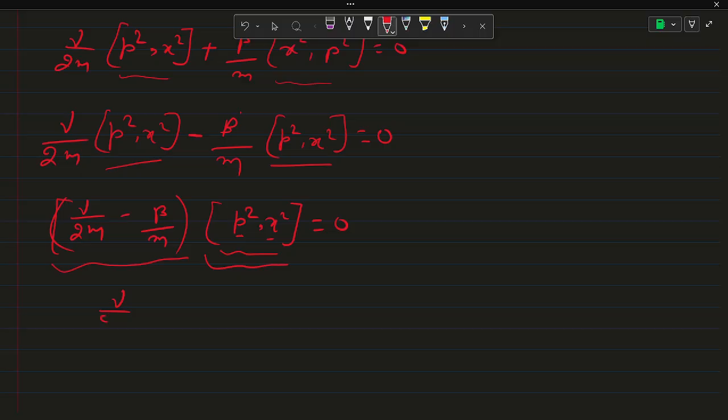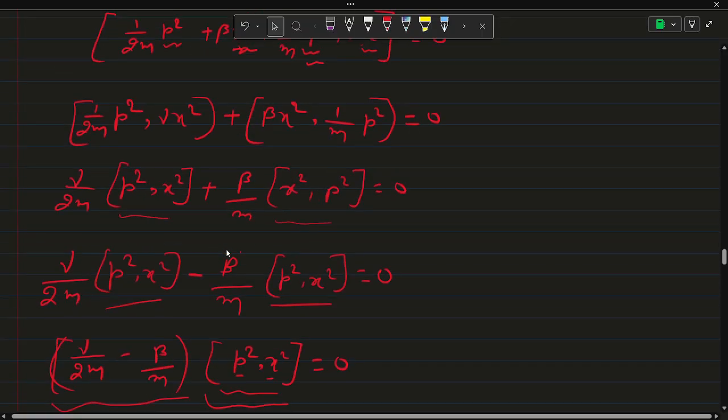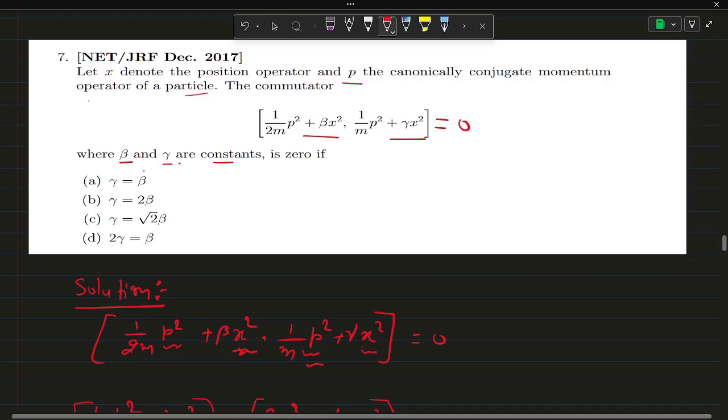So we can write 1 upon gamma upon twice m minus beta upon m is equal to 0. So this will give gamma upon twice m is equal to beta upon m, m cancels out. So gamma is equal to twice m. So this should be the solution, gamma is equal to twice m b. B should be the solution.